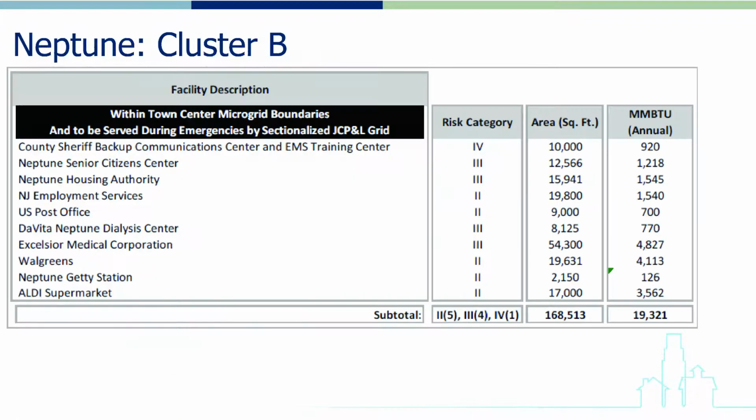Cluster B on the Neptune master spreadsheet identifies an additional 10 facilities. There are relatively more FEMA Category 2 facilities in this list, but the facilities are still important and may be a viable addition to Cluster A if the technical feasibility cost-benefit analysis indicates that that will work. Cluster A, however, remains the top priority.